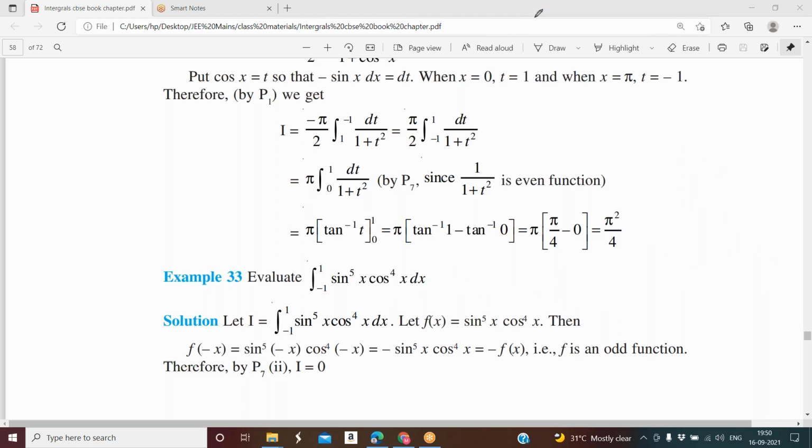Are you all able to understand the problems? Have any doubts in this?